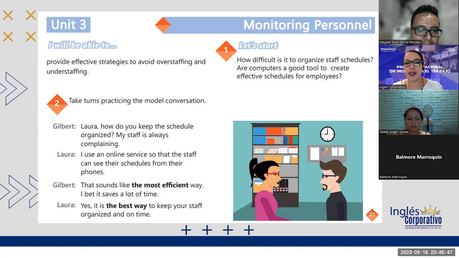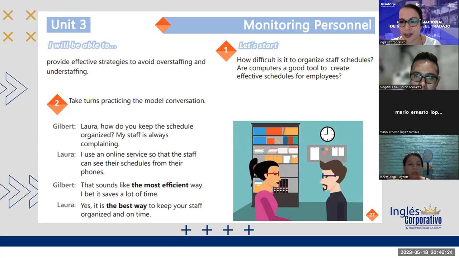So now let's remember that, for example, the word organized has a T sound: organized. Las que terminan en ED tienen tres diferentes pronunciaciones. So remember, organized, like T, organized. And saves, that's the pronunciation for this one, saves. And I think that will do it. Excellent, thank you so much for participating. Let's listen to two more volunteers.